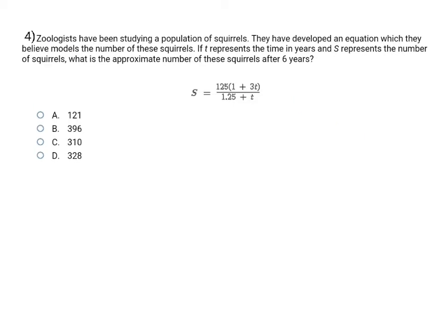Zoologists have been studying the population of squirrels. They've developed an equation which they believe models the number of these squirrels. If t represents the time in years and s represents the number of squirrels, what is the approximate number of these squirrels after 6 years?